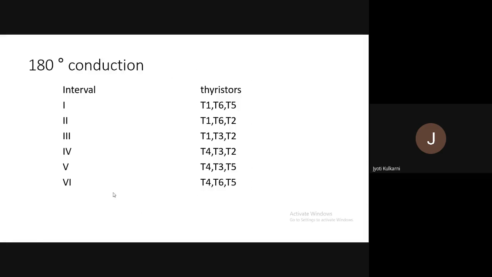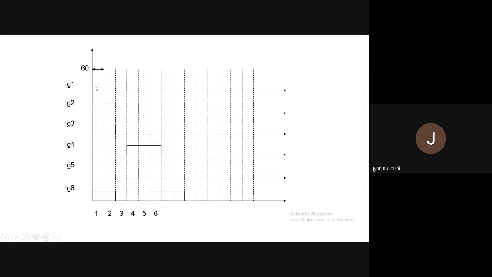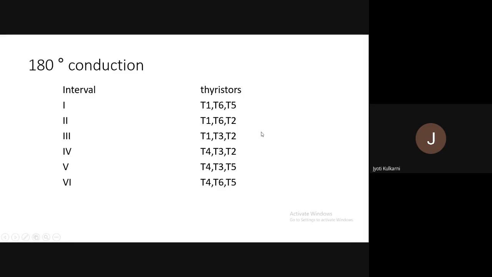Okay, so now let's see the table. In interval number 1, T1, T6 and T5, these three are in conduction mode. Got it? How did I get these three numbers in interval number 1? Because this scheme gives me a clear idea. In interval number 1, first SCR, fifth SCR and sixth SCR are in conduction mode. Here, why have I not mentioned 156? Why did I mention 165? Because, see the diagram.